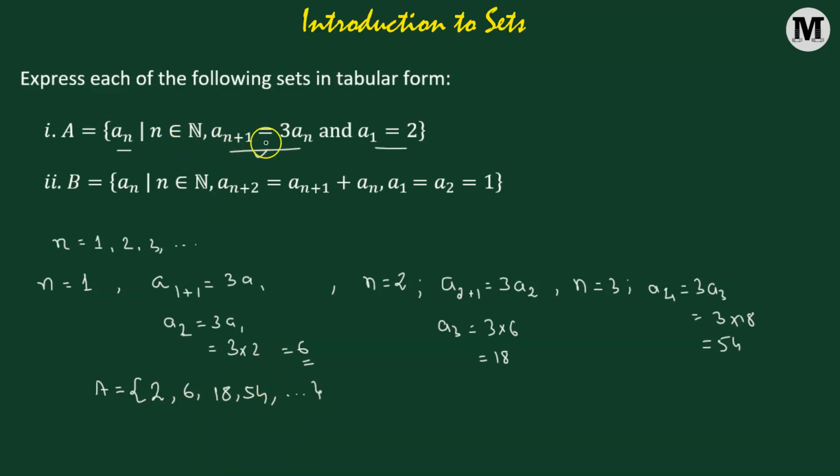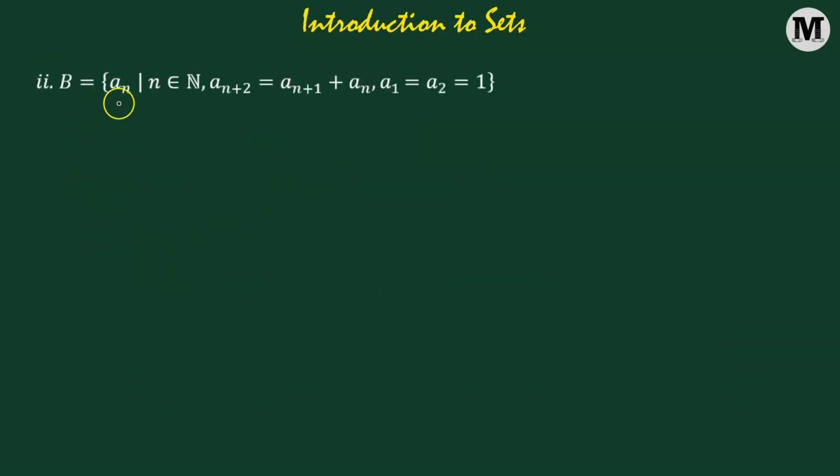We have a_(n+1) = 3 times a_n and a_1 = 2. Now let's do the second one. Here we have set B, which contains the elements a_n such that n belongs to the set of natural numbers. We have a_(n+2) = a_(n+1) + a_n, with a_1 and a_2 having values equal to 1. So here we are already being provided with a_1, and we have the a_2 value equal to 1 as well.